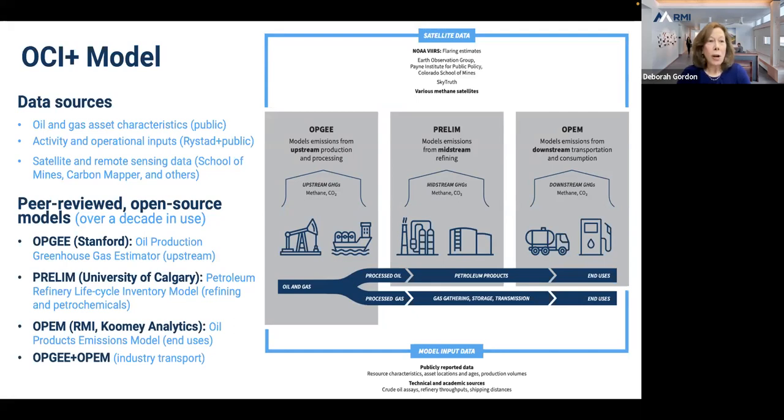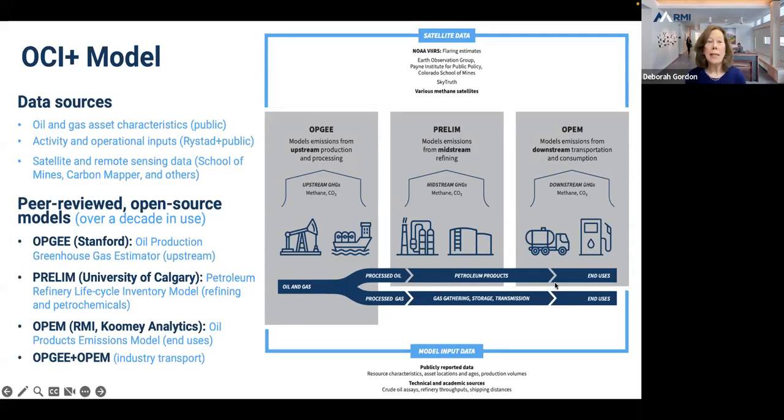The upstream model is out of Stanford University, called OPGEE. That's the model that does production greenhouse gas estimating. Prelim from the University of Calgary. And then we've developed with Kumi Analytics OPEM, which is the model that estimates the end use of oil and gas, the use of gasoline, diesel, et cetera, all of those fuels. Put together is the life cycle greenhouse gas emissions.